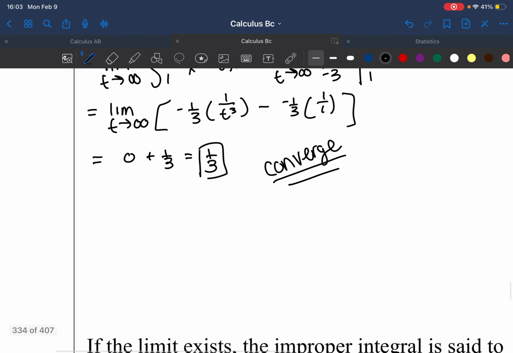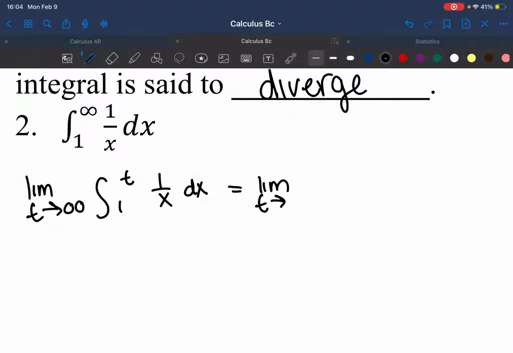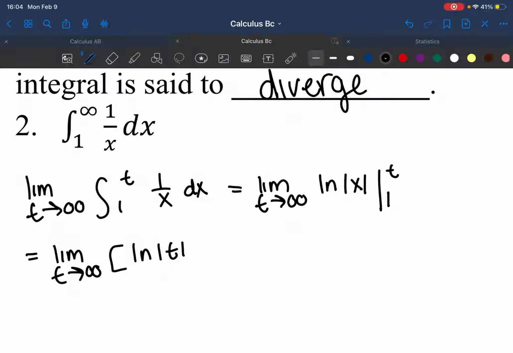Okay, now let's answer number 2. Number 2, we have the integral from 1 to infinity of 1 over x dx. Well, this is the same as saying the limit as t approaches infinity of the integral from 1 to t of 1 over x dx, which is equal to the limit as t approaches infinity of the natural log of the absolute value of x evaluated at 1 and t. Okay, this is equal to the limit as t approaches infinity of the natural log of the absolute value of t minus the natural log of the absolute value of 1.